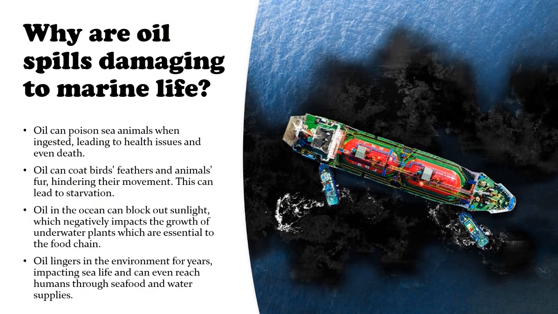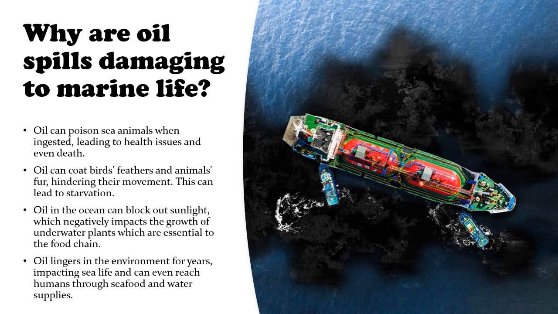Why are oil spills damaging to marine life? Oil spills are very harmful to marine life because of its inherent toxicity to an animal's health. The chemicals in oil can poison sea animals if they are eaten or absorbed, causing health issues that can even lead to death. Oil can also coat birds' feathers and animals' fur, making it hard for them to stay warm and move and fly, which can lead to starvation.